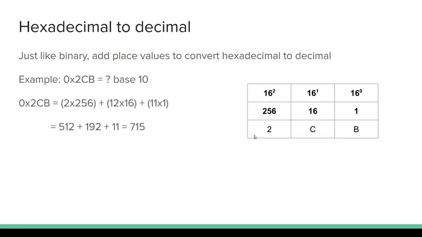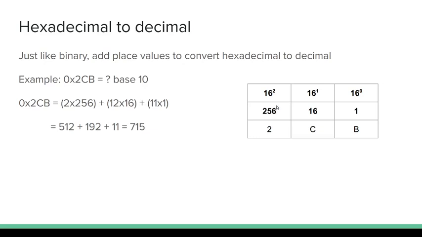So just like we did before, we write out the number 2CB, we put it in a table with the place values for hexadecimal or base 16. So in the first place, the rightmost place, we have the ones place, 16 to the 0 power. Then we have 16 to the first power, that's the 16's place. And then the 16 squared place comes next, which is 16 times 16, 256.